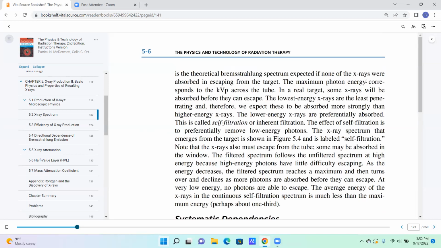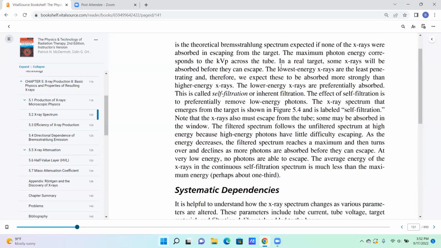So the maximum photon energy corresponds to the kVp. In a real target, some X-rays will be absorbed before they can escape, so that's why you see the lowest there. This is called self-filtration or inherent filtration. In other words, there's not really much you can do about it. It's just because this is the way the apparatus is built.